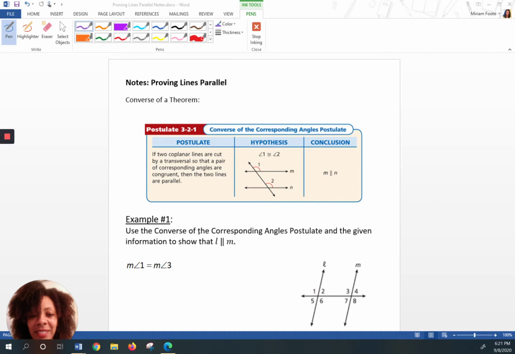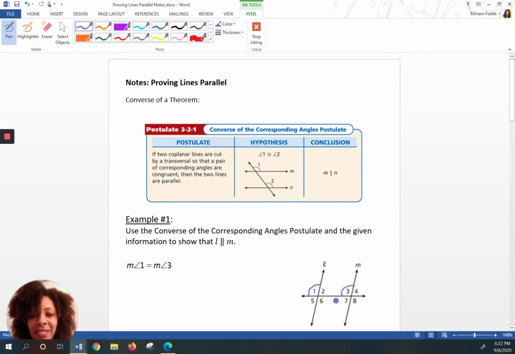So for example 1, what they are asking is for you to prove, based off of the information that you're given, that line L is parallel with line M. So what we're going to do is look at the measures that are given. They've given us that the measure of angle 1 is equal to the measure of angle 3. Well, is that true? Let's look at it. Angle 1 is shown here, and angle 3 is shown here.